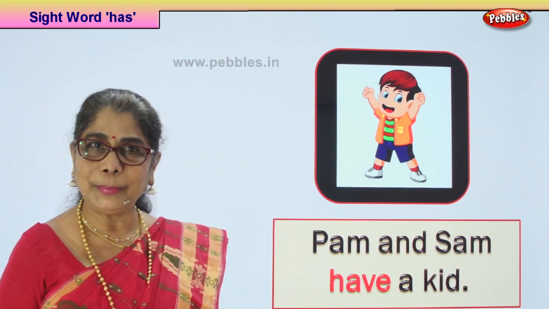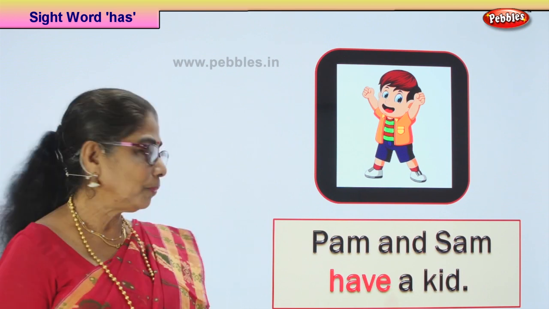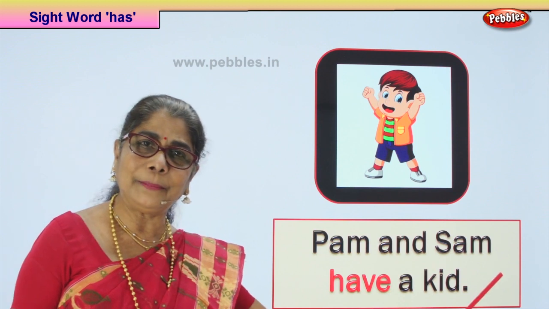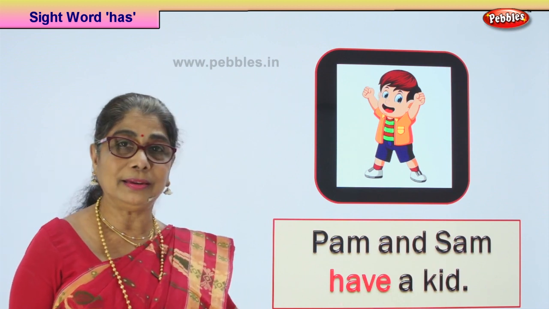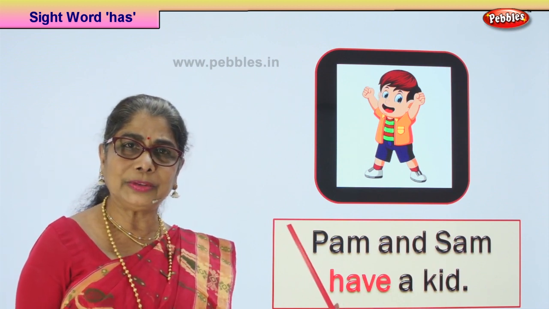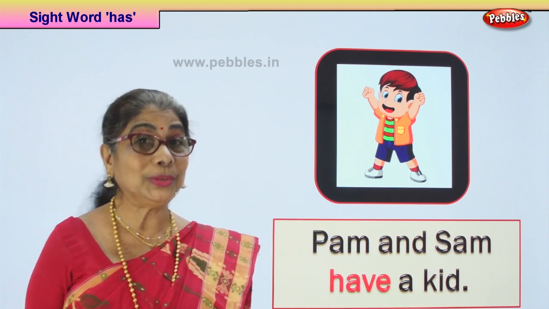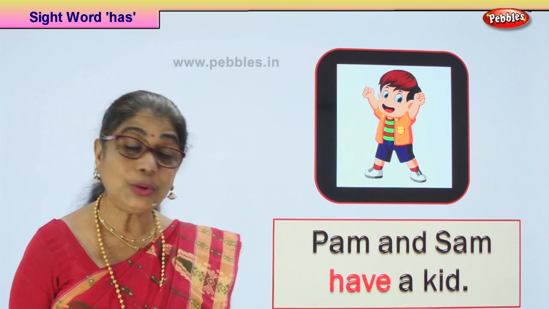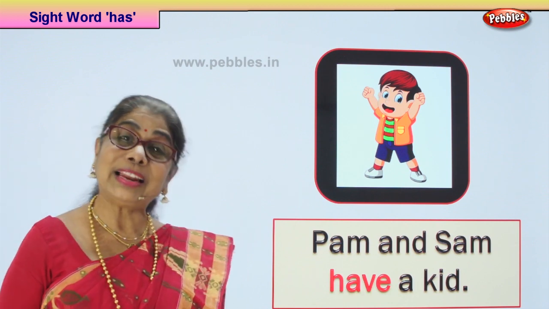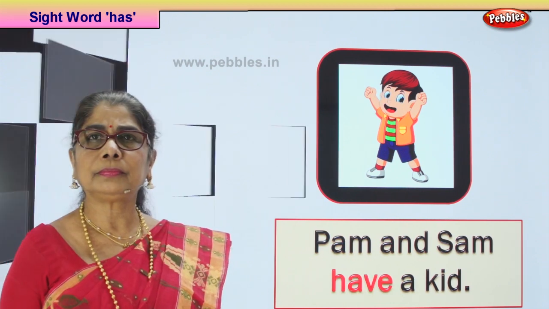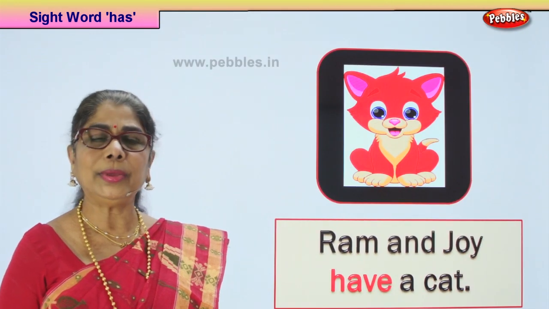Okay, read it for me, the sentence. Pam and Sam have a kid. It ends with a full stop, begins with a capital letter. Very good. What are we using? We are using the sight word have. Shall we take another picture? Shall we? Here we are.